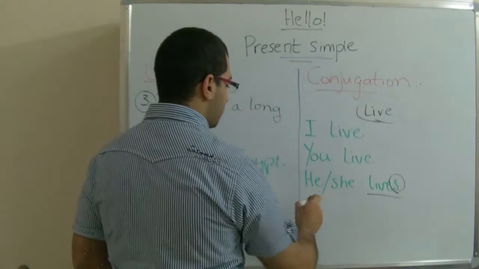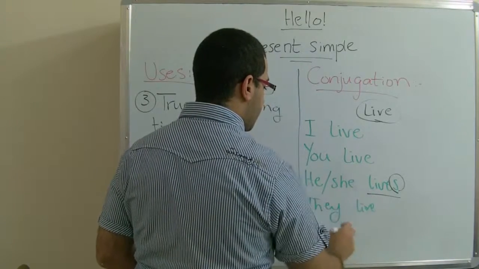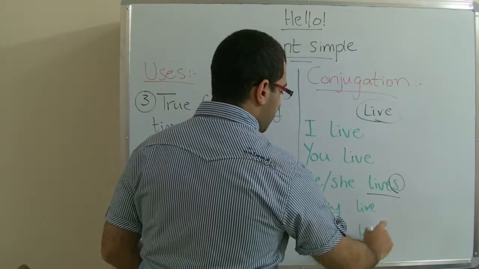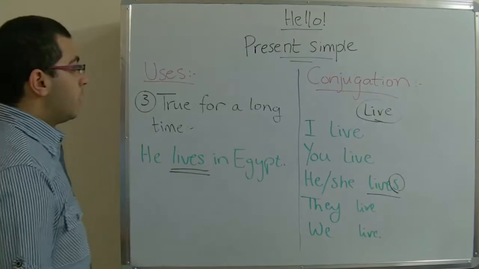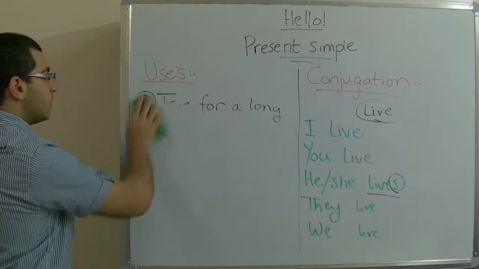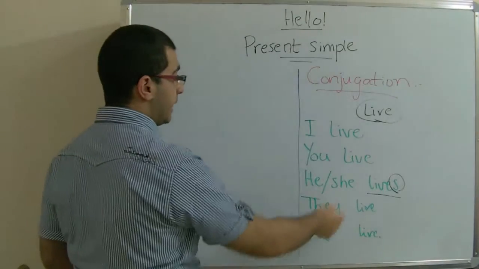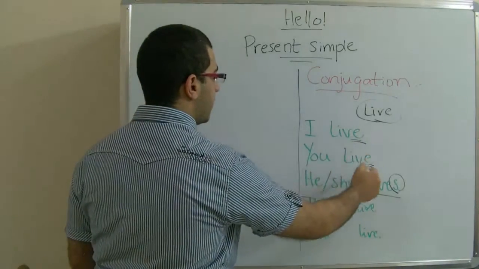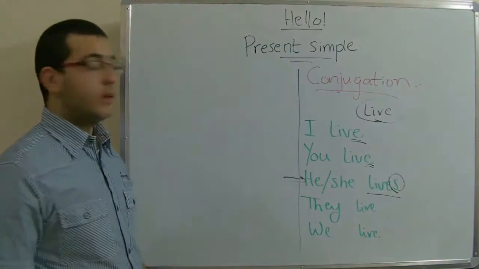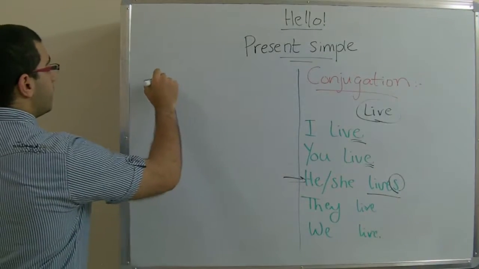Then we have they live, and we live. This is for the verbs which end with a normal ending here. It ends with an E. So we'll leave the verbs as they are, with all the pronouns except with he or she we add an S. So what about a verb like this?